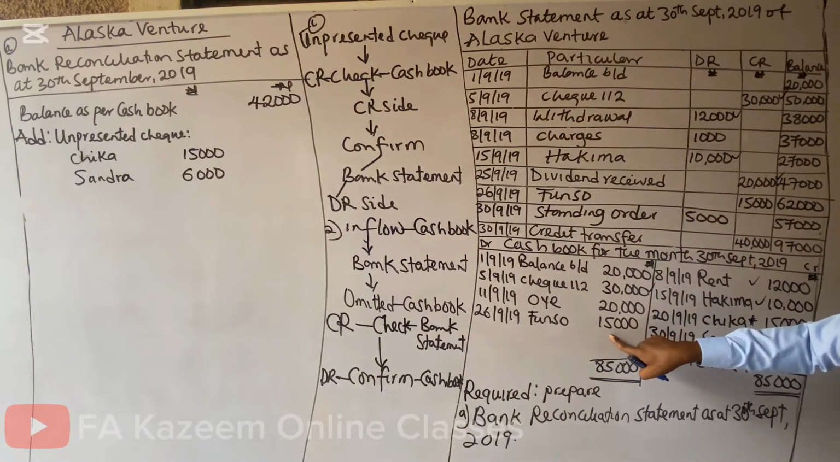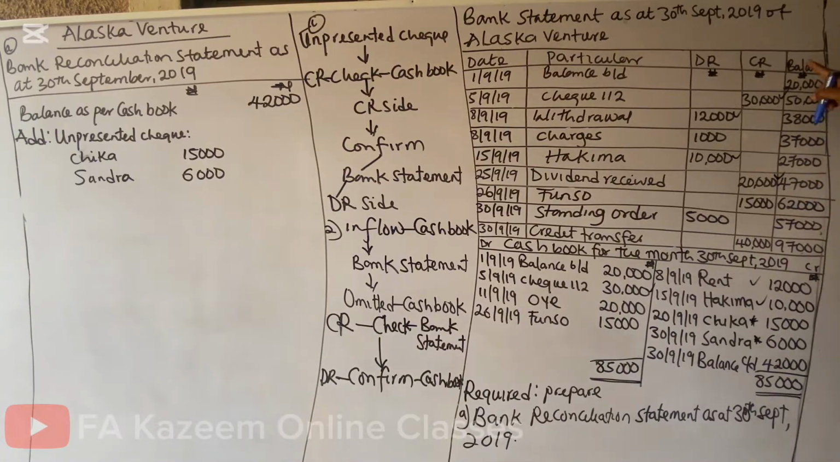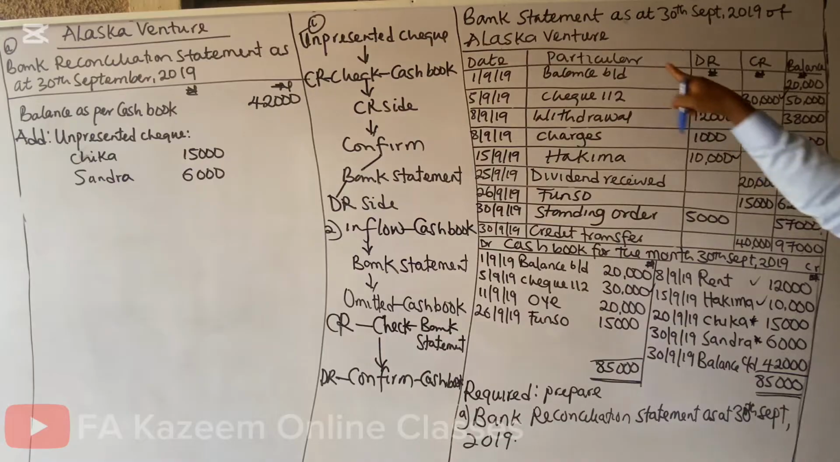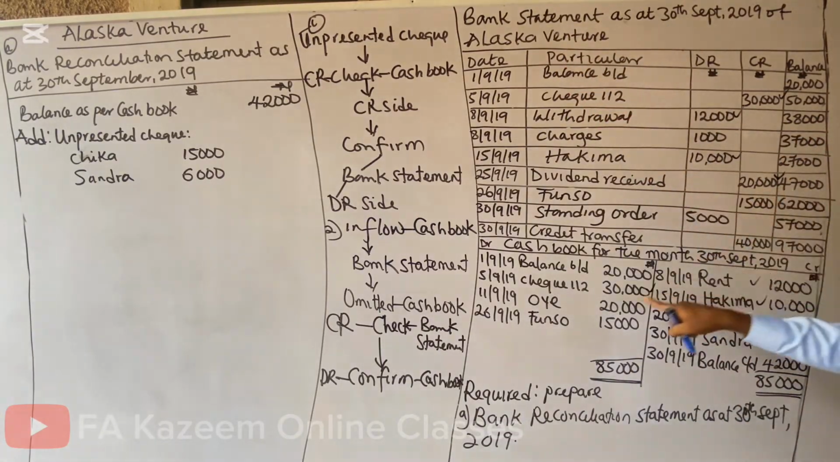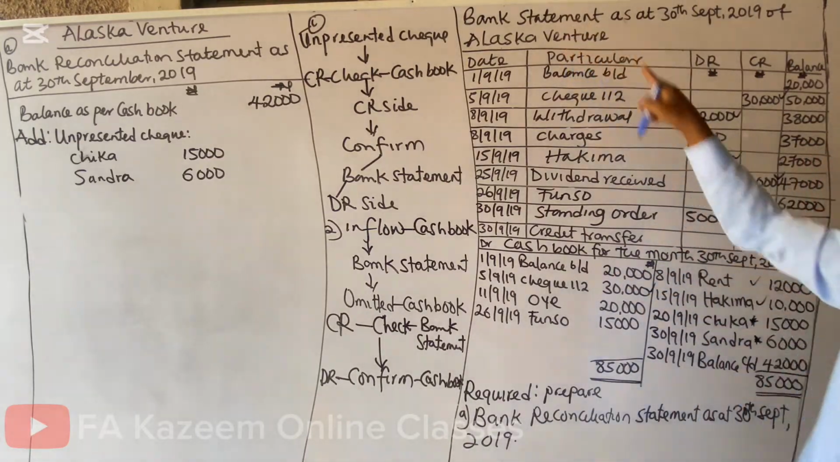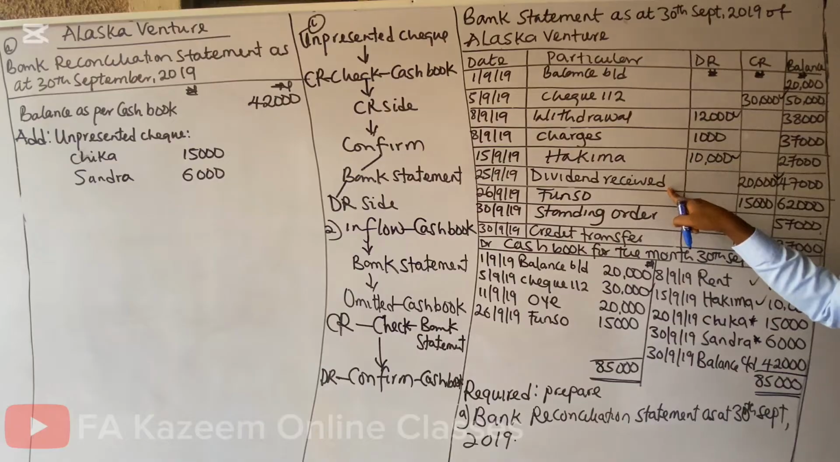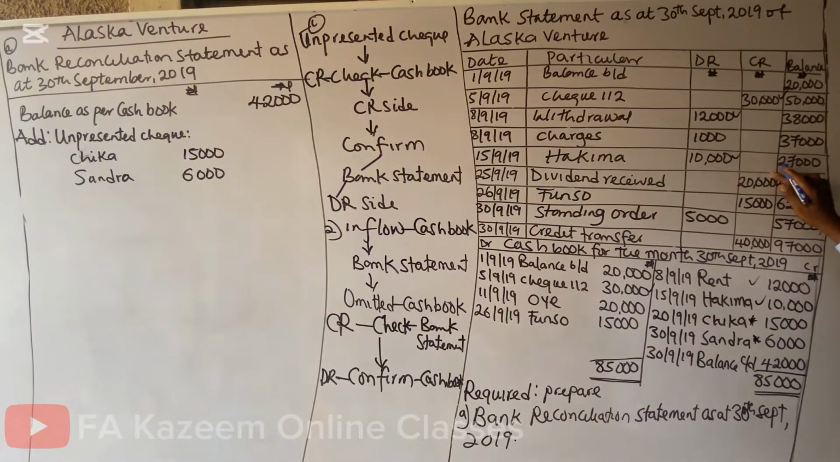Was not reported in the what? Cash book. In that case, a company has paid a dividend into Alaska Venture's account. But Alaska was not aware of such dividend, not until he received his bank statement. Now that Alaska is aware of the 20,000 dividend received, he's going to add it back. This is an issue now.